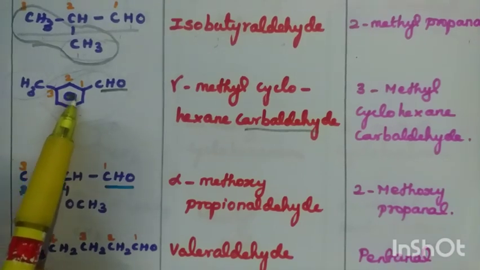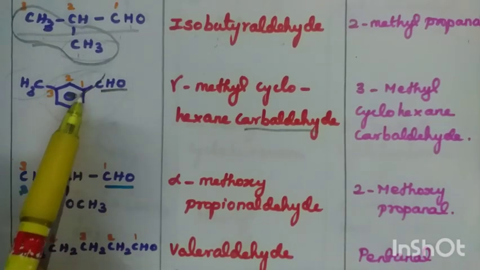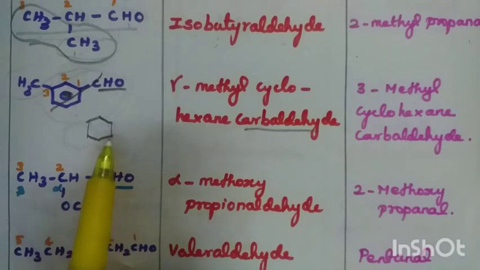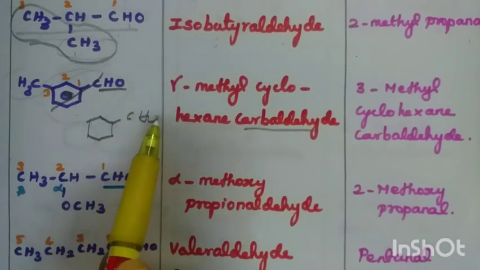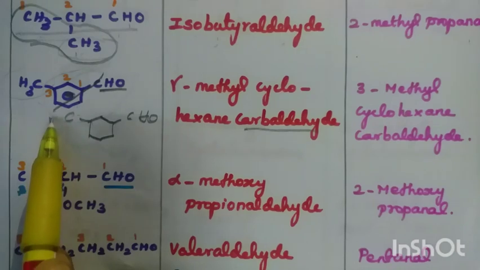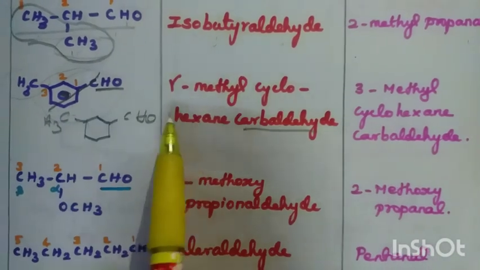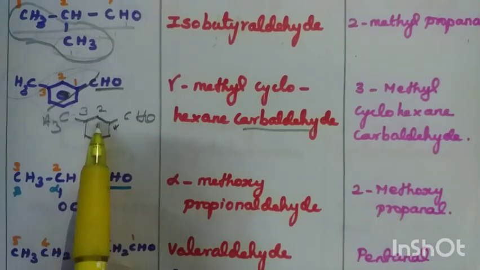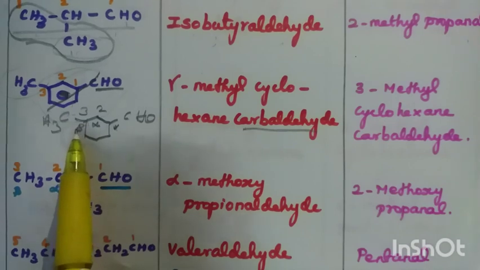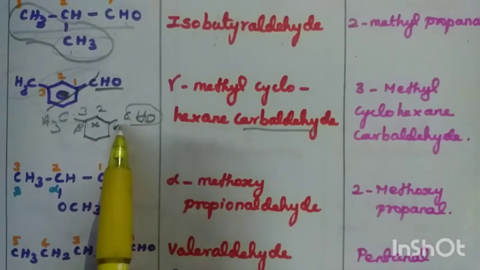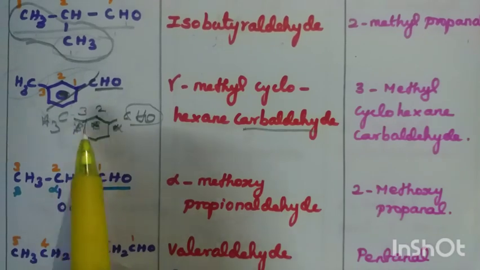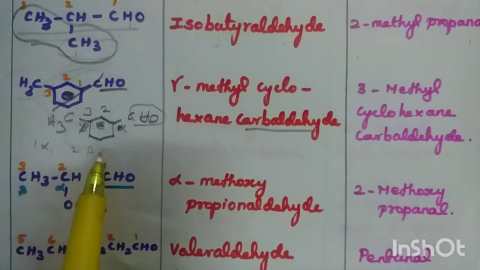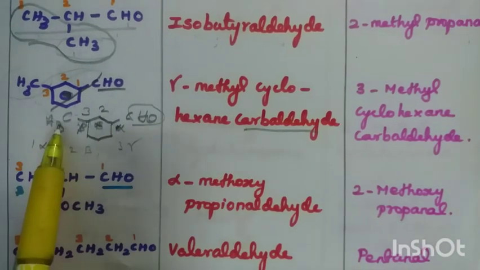If it is round, it is benzene. If it is not round, this is cyclohexane. This is the aldehyde, and this is CH3. Now its name: the functional group is at 1, and then alpha, beta, gamma. One is alpha, two is beta, and three is gamma. So the third position is called gamma.